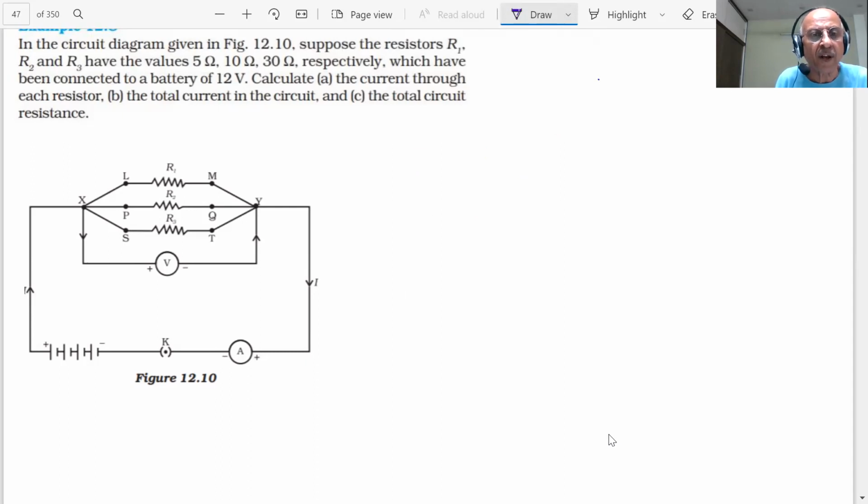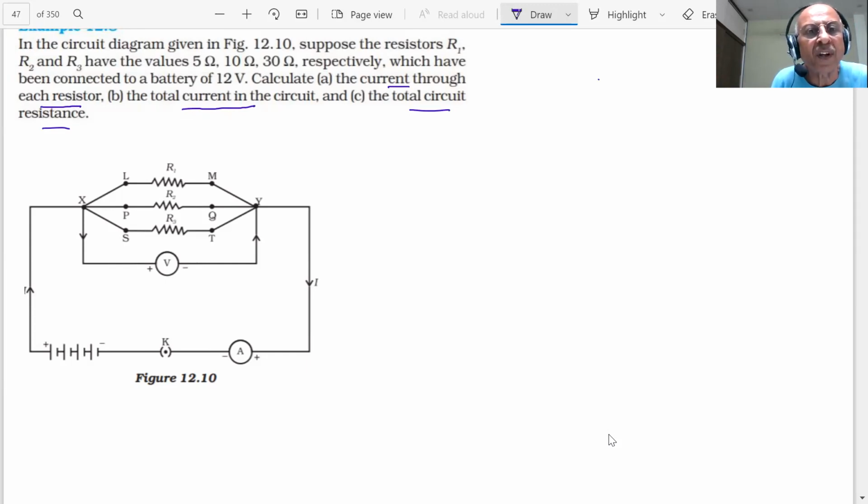So here is a circuit diagram. They are connected in parallel. You know, in parallel, the current gets divided, students. Current will get divided. So first you will have to find the current through each resistor, the total current in the circuit, and the total circuit resistance. The question has been put in three forms, students.